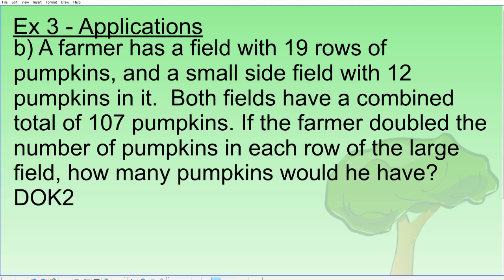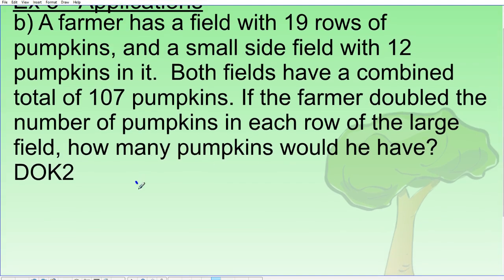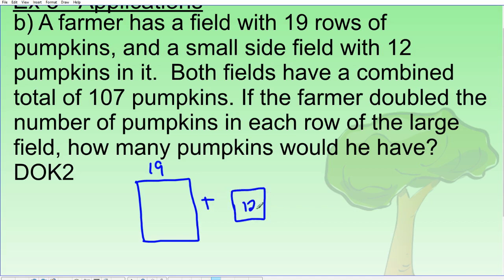So I would start by solving this problem by drawing a picture. Here's his field with 19 rows of pumpkins, plus a small side field with 12 pumpkins in it. These two fields have a combined total of 107 pumpkins. If the farmer doubled the number of pumpkins in each row, which, by the way, I don't know. I don't know how many pumpkins are in each row.